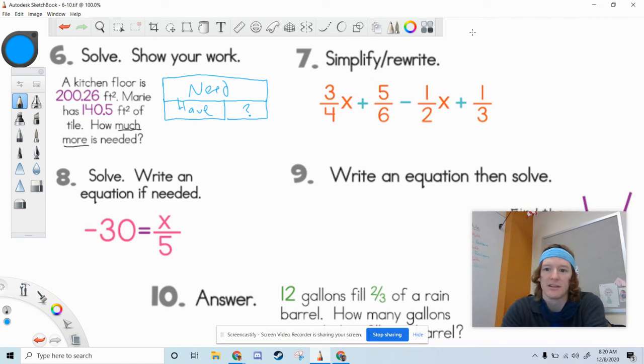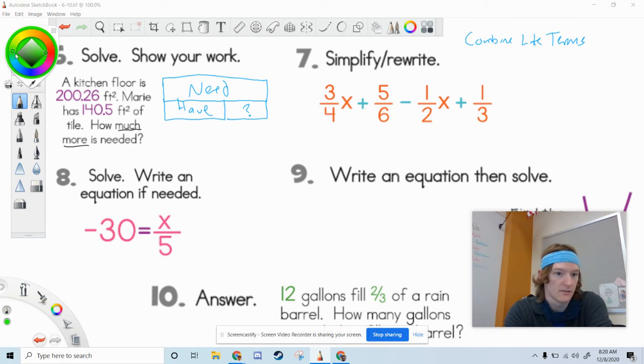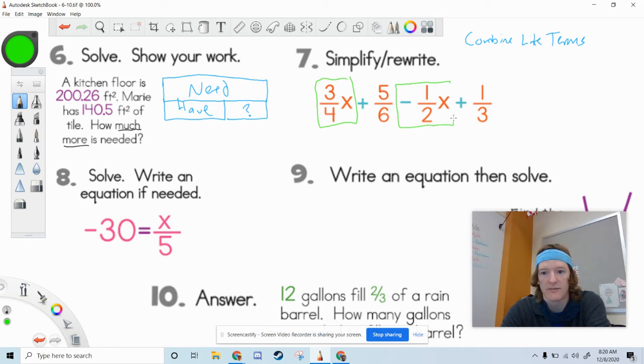For number 7, we're going to be doing something we started last week where we combine like terms. While you may know how to do that, you can see that this 3/4 x and this negative, careful, that minus does go with this 1/2 x term. And here we've got two positive fractions that are just rational numbers, no variables attached to them. I boxed them with color coding. You can combine those. It looks like we're going to need to make common denominators here, though.